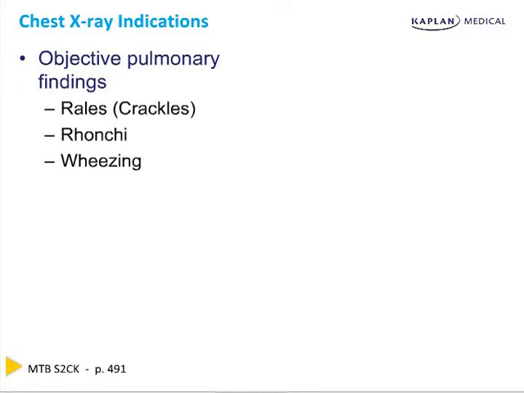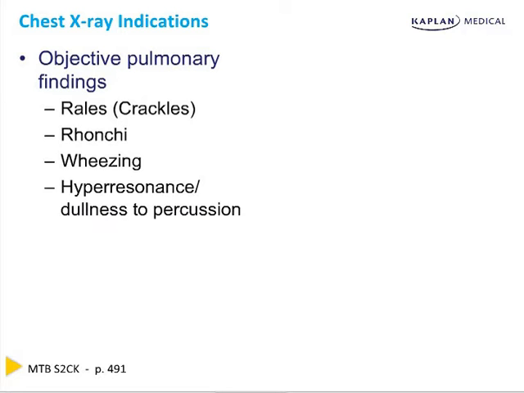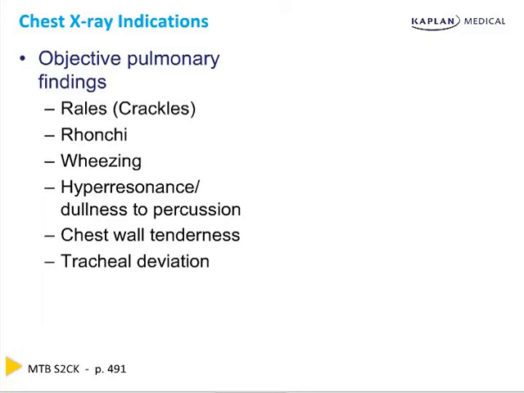On Step 2, wheezing is often associated with asthma, which cannot be diagnosed via chest X-ray, but can also be indicative of an underlying tumor. Hyperresonance or dullness to percussion can be secondary to a pneumo or hemothorax. Chest wall tenderness may be a result of a rib fracture. Tracheal deviation is strongly associated with tension pneumothorax, an emergent condition that must be quickly diagnosed via X-ray and treated.